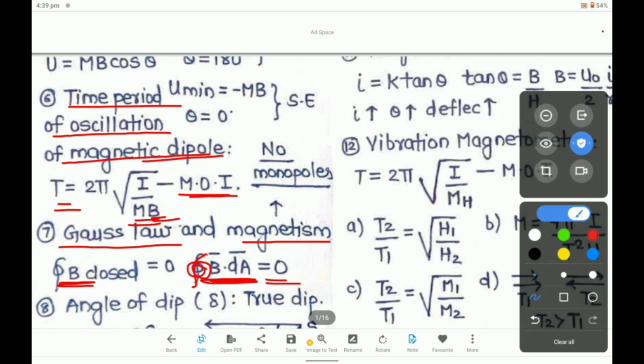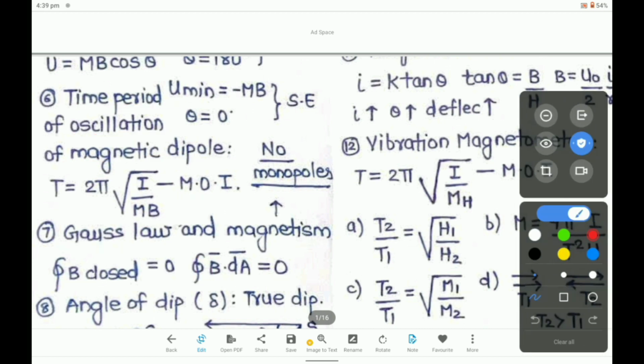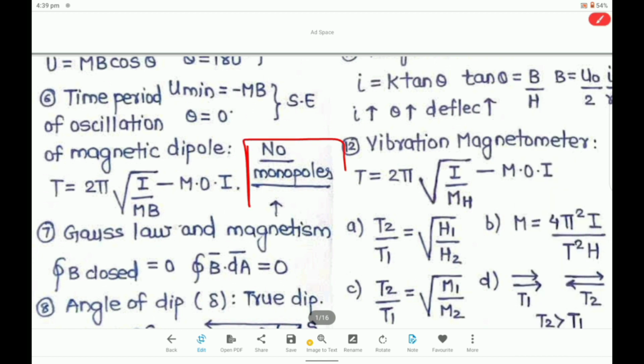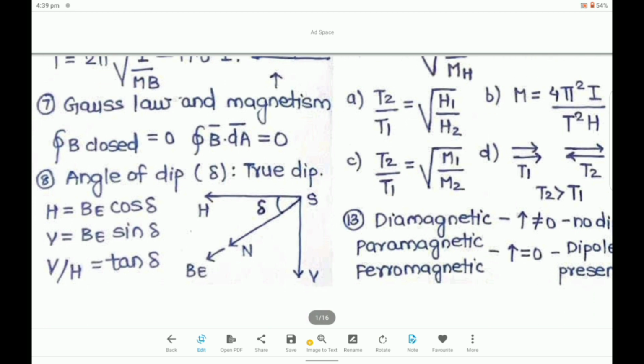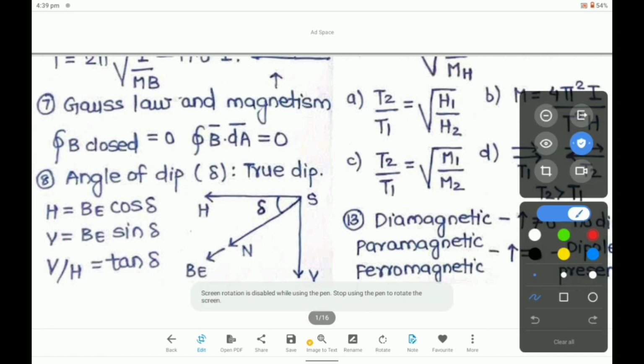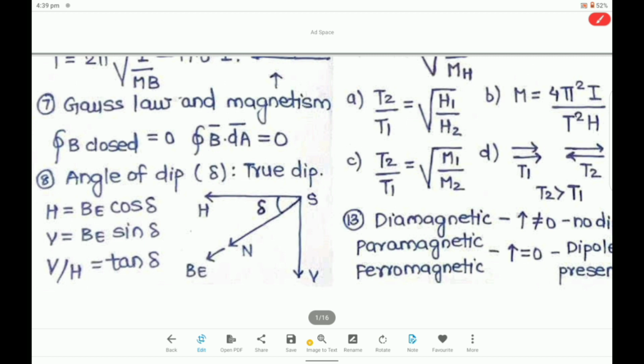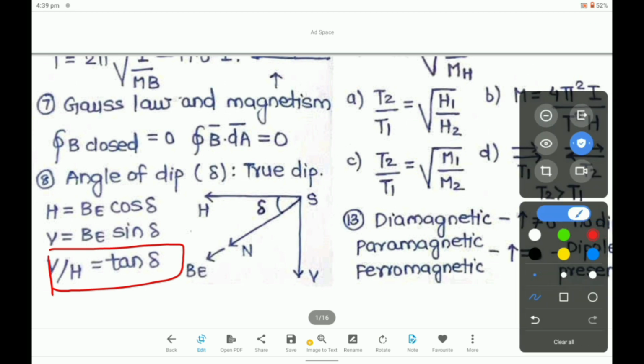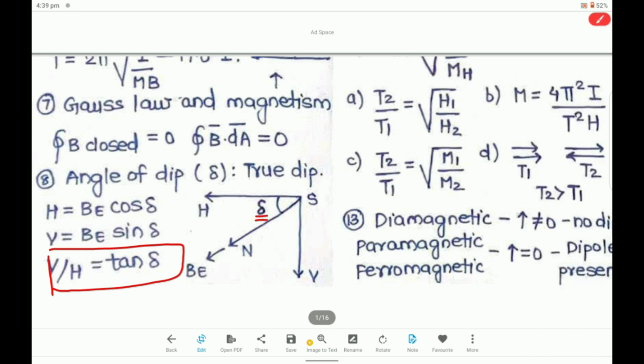Next point is about angle of dip. Now here angle of dip is very important. Angle of dip only they will ask, and the basic formula is just value putting. Angle of dip is your gamma. So tan gamma, so simple here, is equal to vertical magnetic field upon horizontal magnetic field.